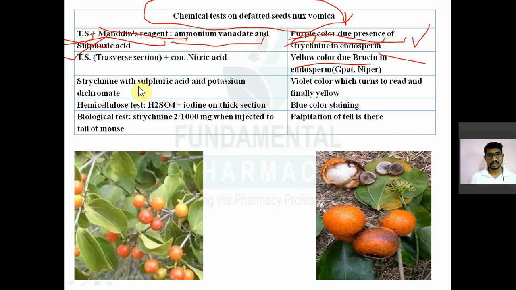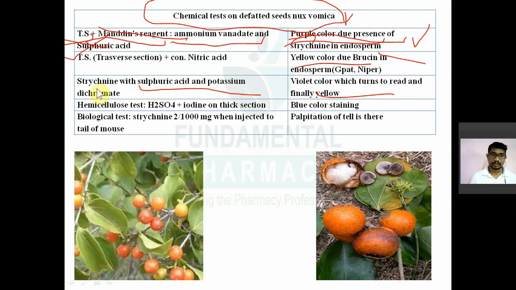Strychnine with sulfuric acid and potassium dichromate gives you a violet color, which turns red and then finally yellow. There is a fine play of color with sulfuric acid and potassium dichromate.